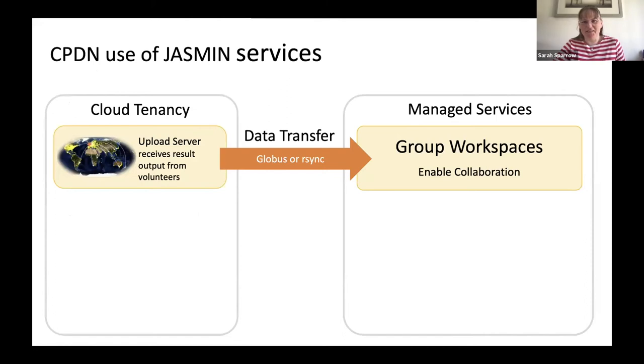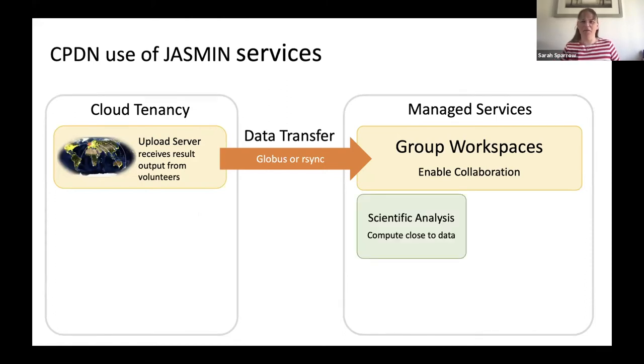So that's the group workspaces. But having the data there is obviously not very convenient, particularly for our remote collaborators, if they have to try and download the vast quantity of data that we tend to generate. So this is where we rely heavily on things like the scientific analysis machines to actually analyze the data. Our collaborators can log in and have the advantage of analyzing data with the compute close to the data. A big part of this is also being able to use the Lotus processing cluster to efficiently extract and process the very large ensembles that we tend to generate.